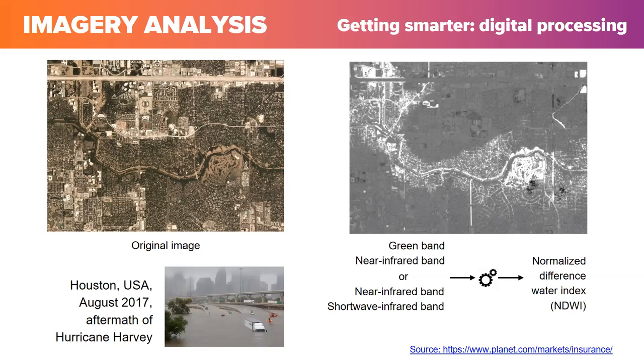Also, now that you apply the digital processing, you could, for example, count the number of pixels that we have classified as water and calculate the size of the flooded area. Again, this is something that is difficult to do just visually.